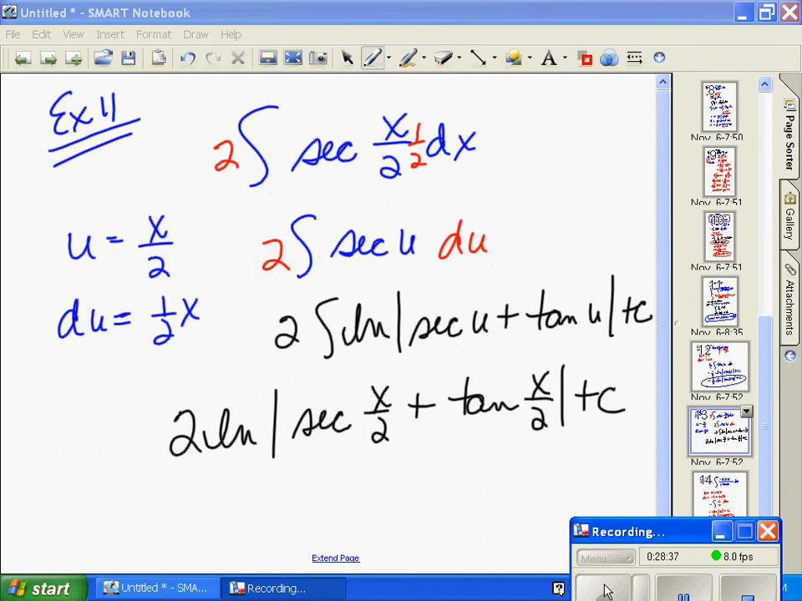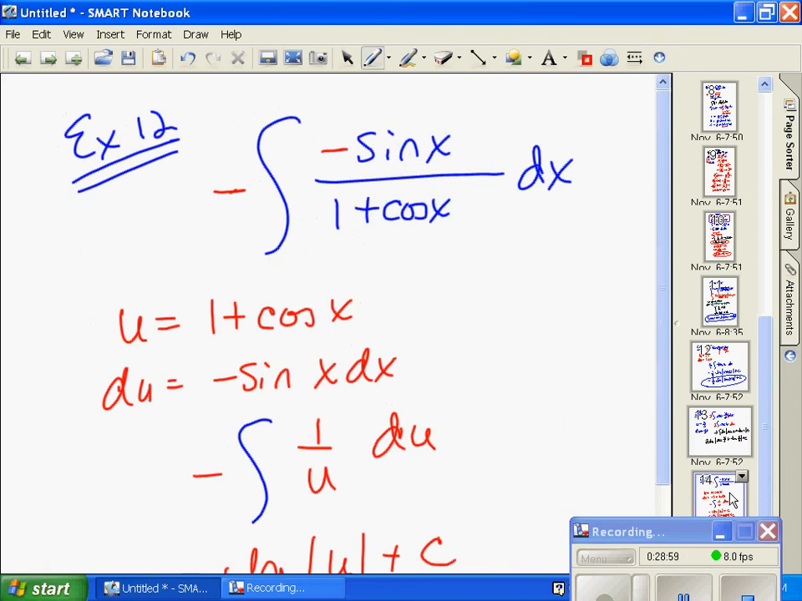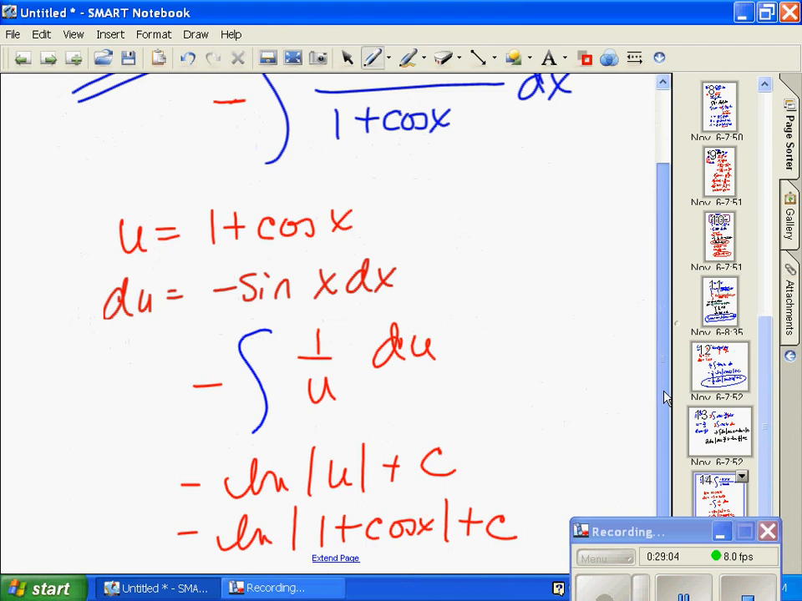Okay, finishing this out, example 11. I have a final answer of 2 natural log of the absolute value of secant of x divided by 2 plus tangent of x divided by 2 plus c. And there's my work if you need to see that. And then for example 12, I let my denominator be my u. I just had to insert a negative, so my final answer is negative natural log of 1 plus cosine of x plus c. Alright, there you go.